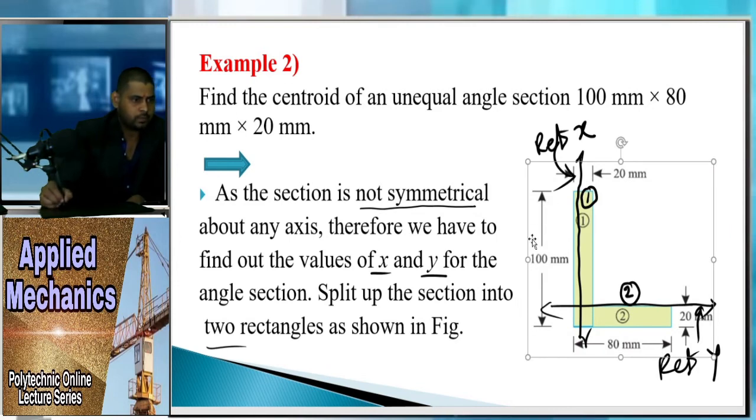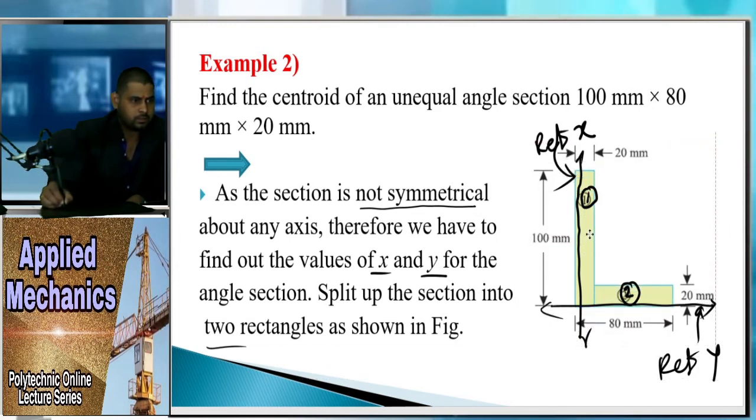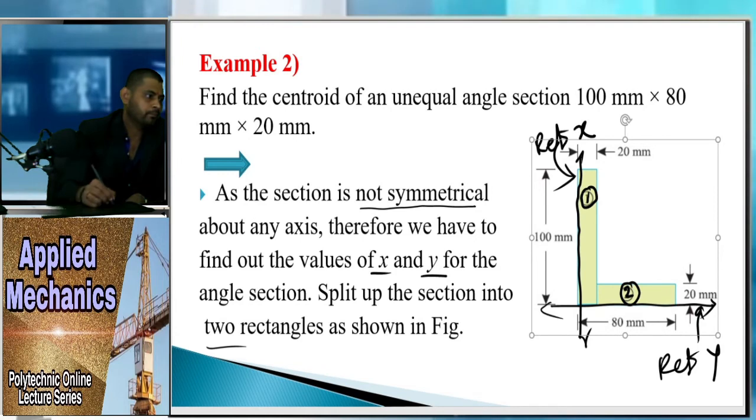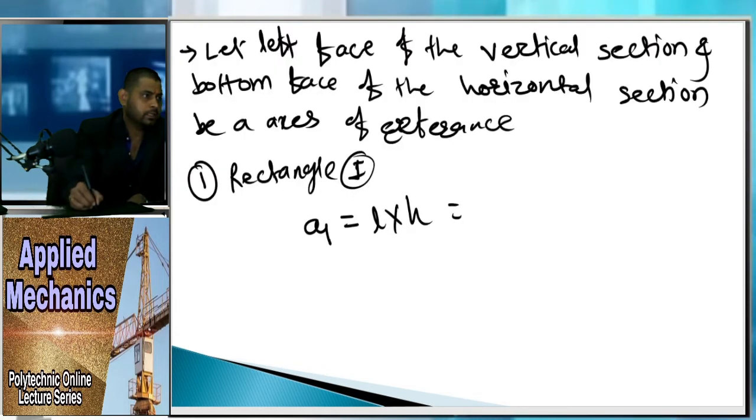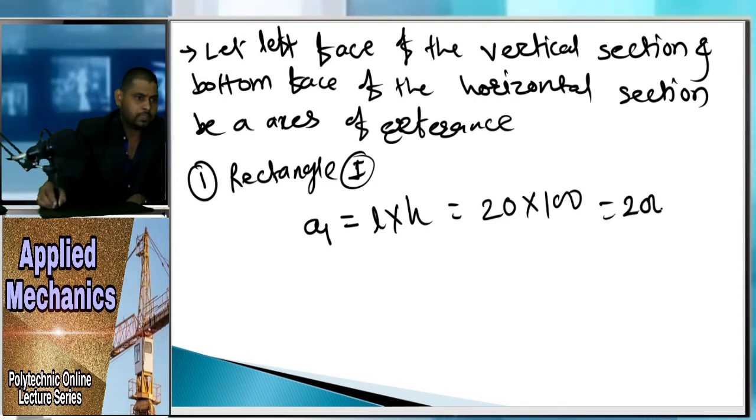Okay, so you can see here. Just wait a minute. So the length is given to you, that is how much? 20 into height of 100. So how much is it? 2,000 mm square, that is the area.